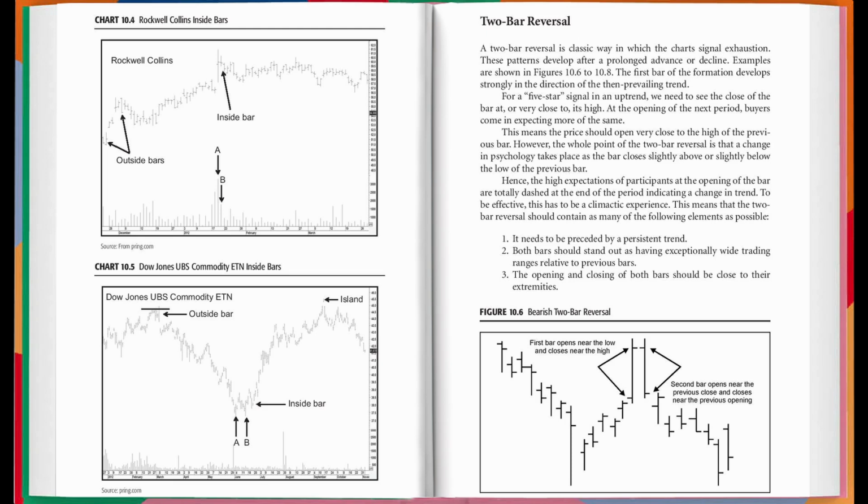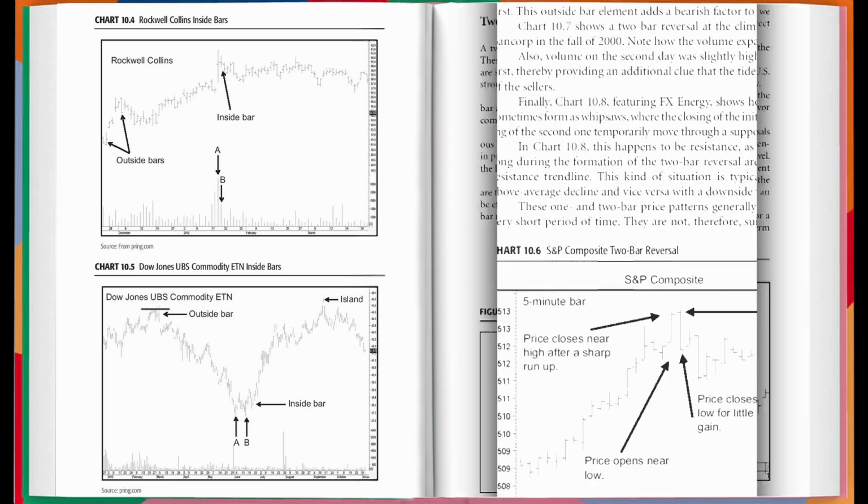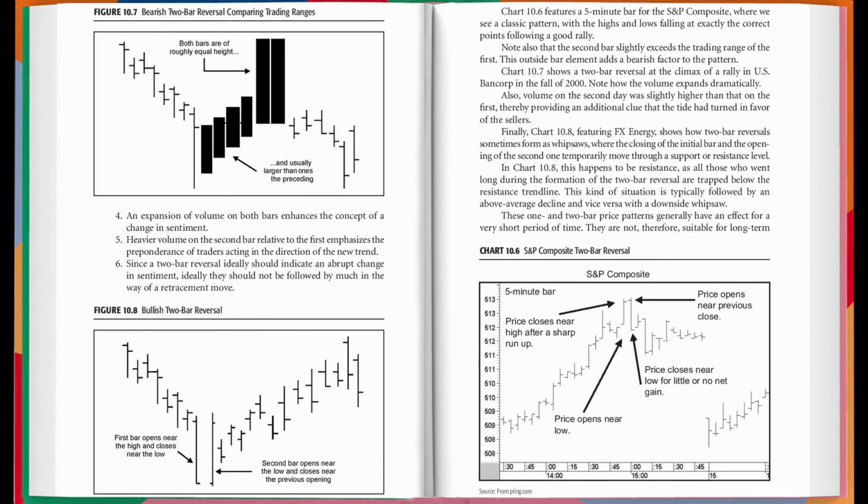This means that the two-bar reversal should contain as many of the following elements as possible. 1. It needs to be preceded by a persistent trend. 2. Both bars should stand out as having exceptionally wide trading ranges relative to previous bars. 3. The opening and closing of both bars should be close to their extremities. 4. An expansion of volume on both bars enhances the concept of a change in sentiment.